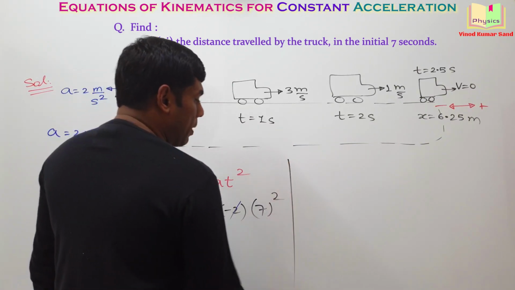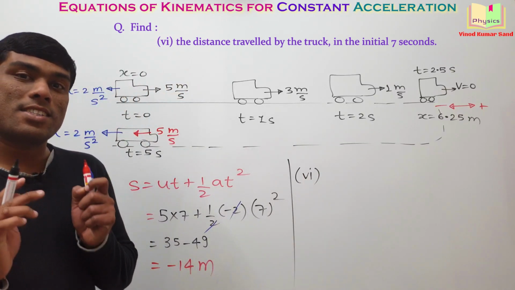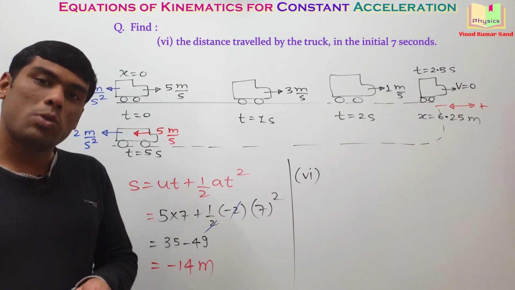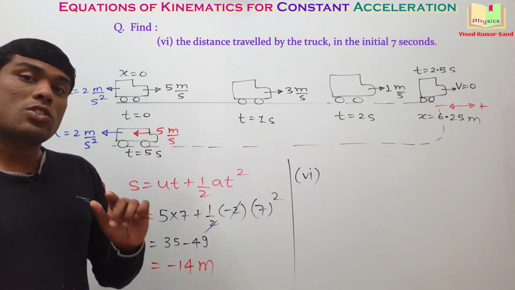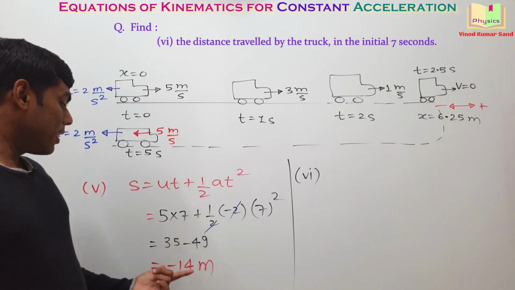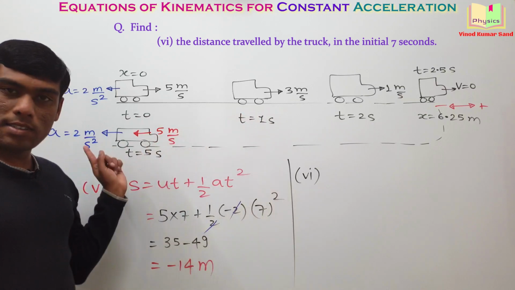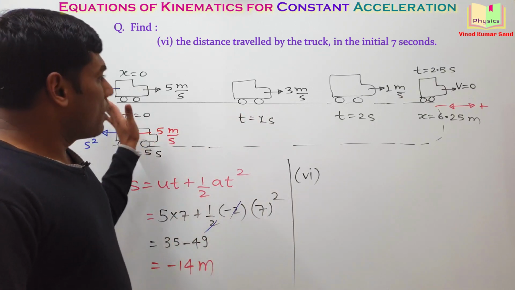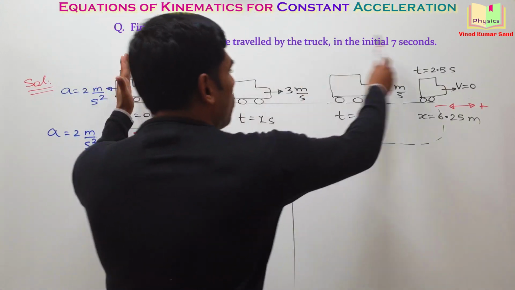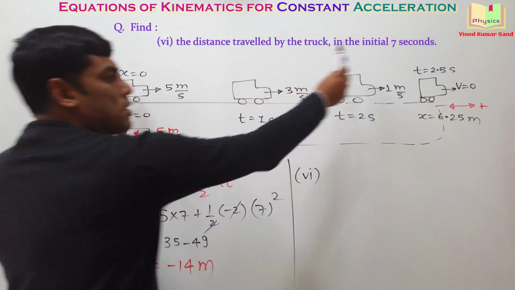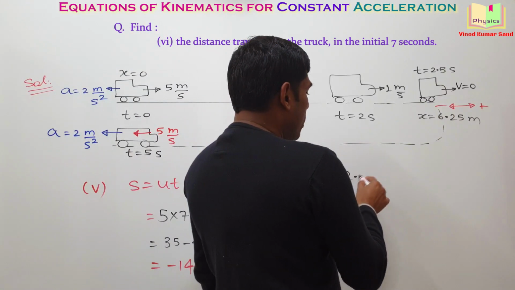Now comes the sixth part. In the sixth part, they are asking the distance traveled in the time interval 0 to 7 seconds. Actually, without calculation, you can tell that the distance traveled will be greater than the magnitude of the displacement in the same time interval because the particle has turned back. Now, looking at the diagram, you can answer it directly. From t is equal to 0 to t is equal to 5 seconds, how much is the distance traveled? We have already obtained that, that was 12.50 meter.